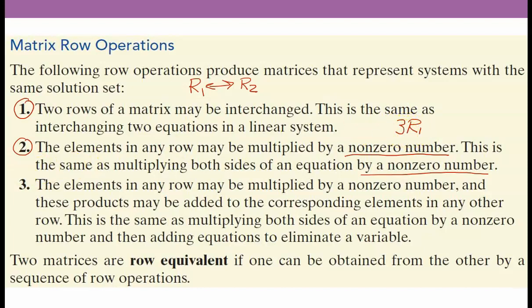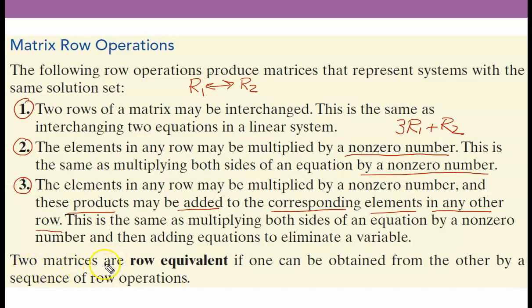Now, item 3. The element in any row may be multiplied by a non-zero number, and then these products may be added to a corresponding element in any other row. So suppose that we wanted to multiply row 1, every term by 3, and then add it to row 2. This would be the symbolism for that. And again, you'll see examples of this as we go on.